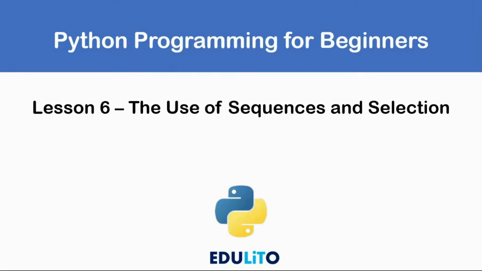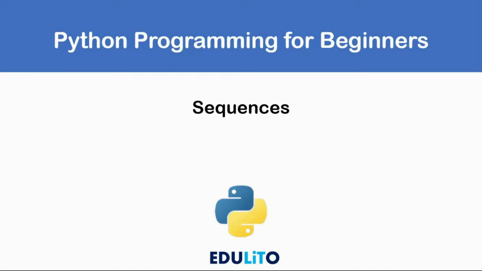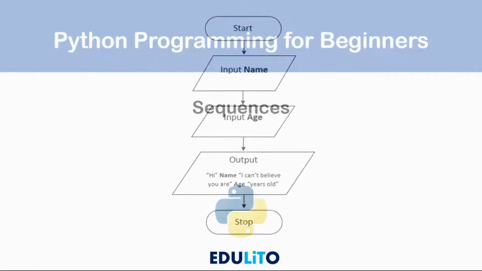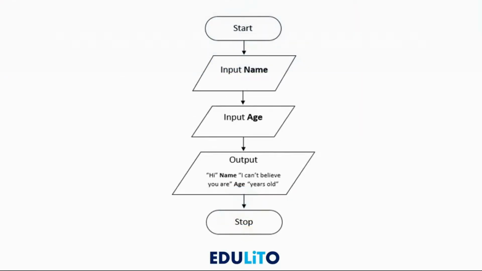Lesson 6, the use of sequences and selection. Let's start by looking at sequences. Here's a sequence, presented as a flow chart, and we have two inputs, two variables, name and age, and we're inputting information about them. We have an output statement which includes the two variables. As you can see, this is presented as a sequence of instructions, which starts at the beginning and works its way through the program.